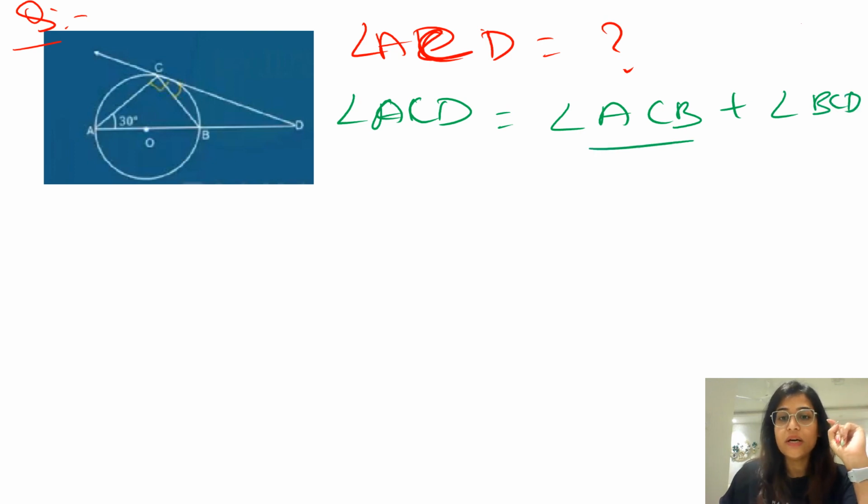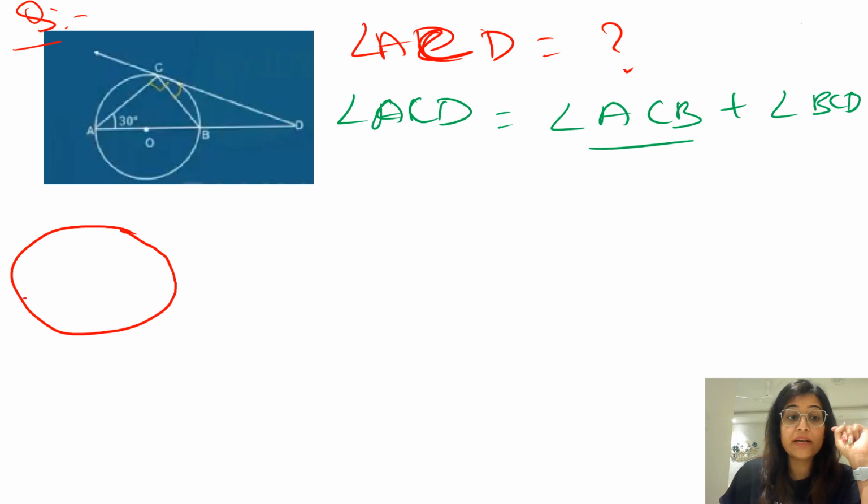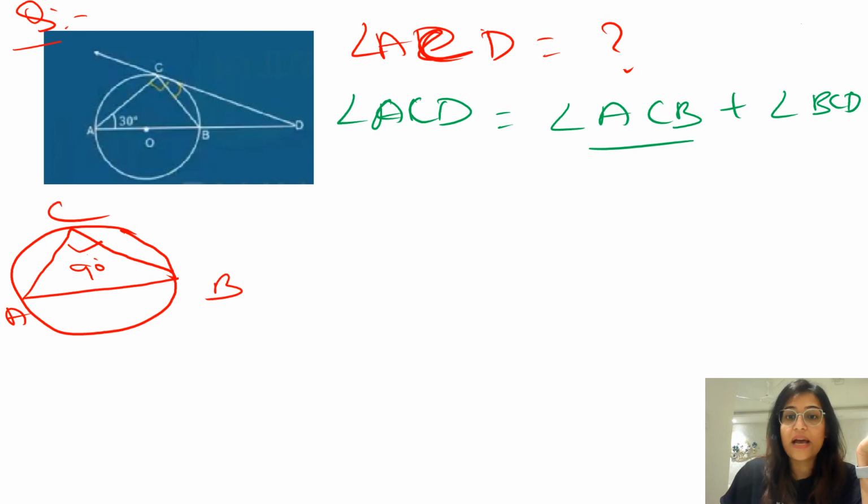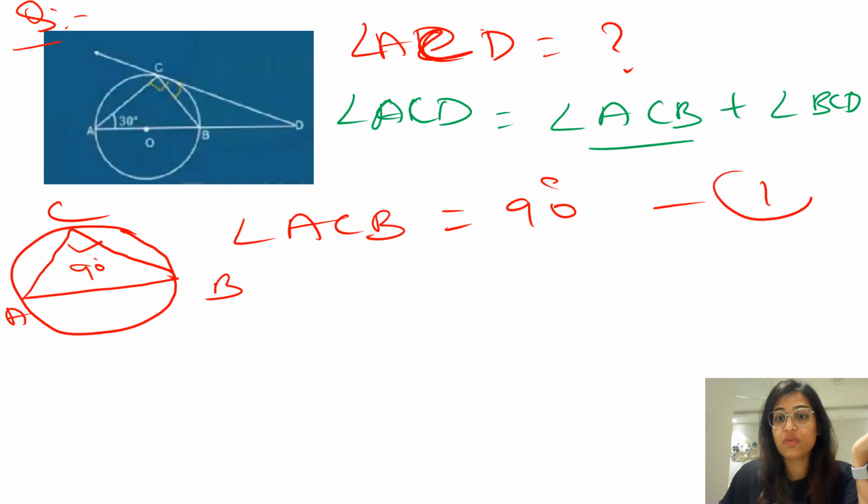Let's talk about angle ACB. There is a standard result which says that the angle made by the diameter at the circumference is always 90 degrees. But how do I identify whether this AB is a diameter or not? Because AB is passing through the center, it must be a diameter. So angle ACB is 90 degrees, equation 1. Let's assume this as equation 1, this as equation 2.